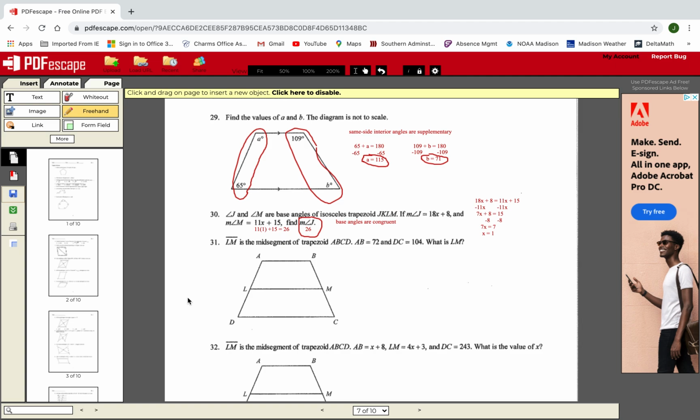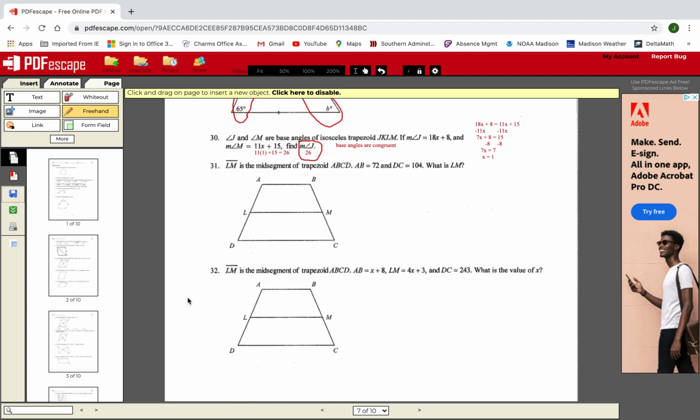All right. 31 and 32. They give you the same figure, same concepts here. Here we have mid-segments or medians of trapezoids. In some resources, mid-segments are referred to as medians. You may want to remind yourself of that.